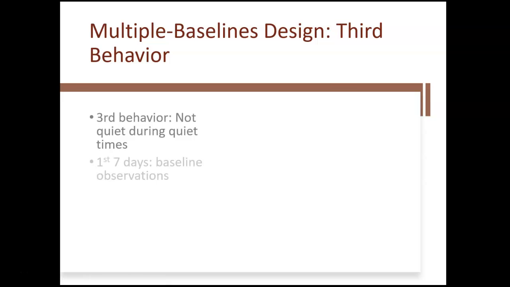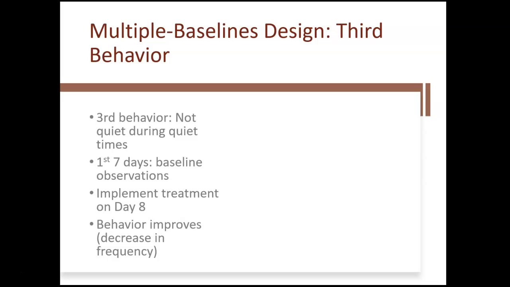And then you have the third behavior, not quiet during quiet times, baseline for 7 days of observations, implement the treatment on day 8. And you might be asking yourself, why are the baselines different lengths of time? There could be a lot of methodological reasons for that. It may just be an artifact of what kind of access the researchers had to the child. It could also be so that you are staggering the application of the rewards at different times.